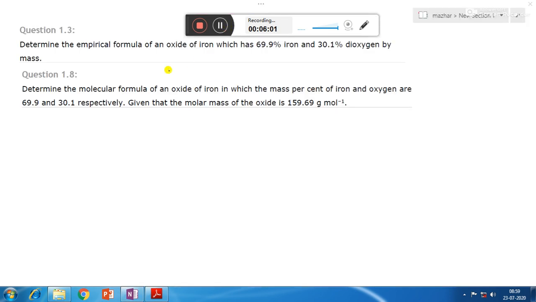Now next question. Now question number 1.3 and 1.8 are the same. In question number 1.3 we have to find out the empirical formula, while in question number 1.8 we have to find the molecular formula of an oxide of iron. So if it is asked up to empirical formula, then that question will be of 2 marks in the exam, and if they are asking up to molecular formula, then it is of 3 marks. So same question is there, but here you have to write up to empirical formula and here you have to write up to molecular formula. So let us see how to solve this.